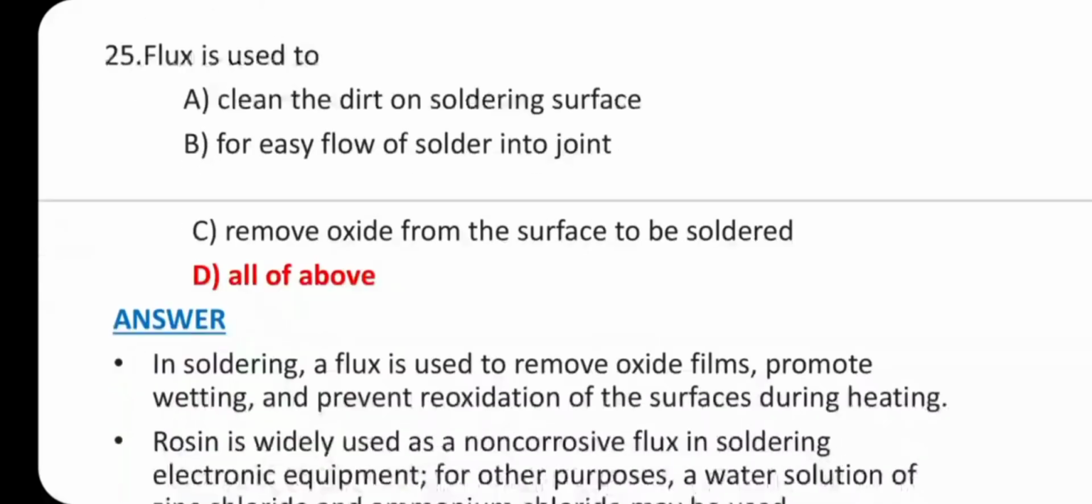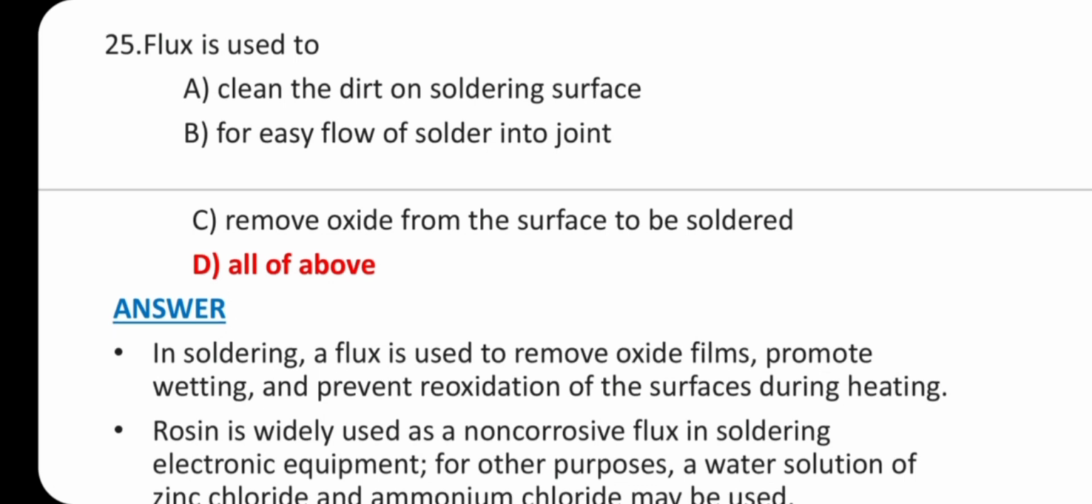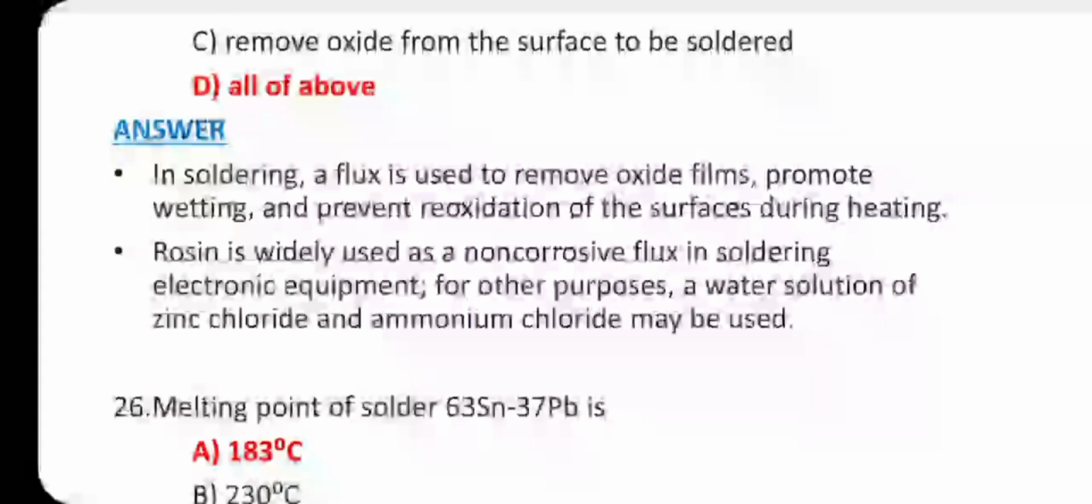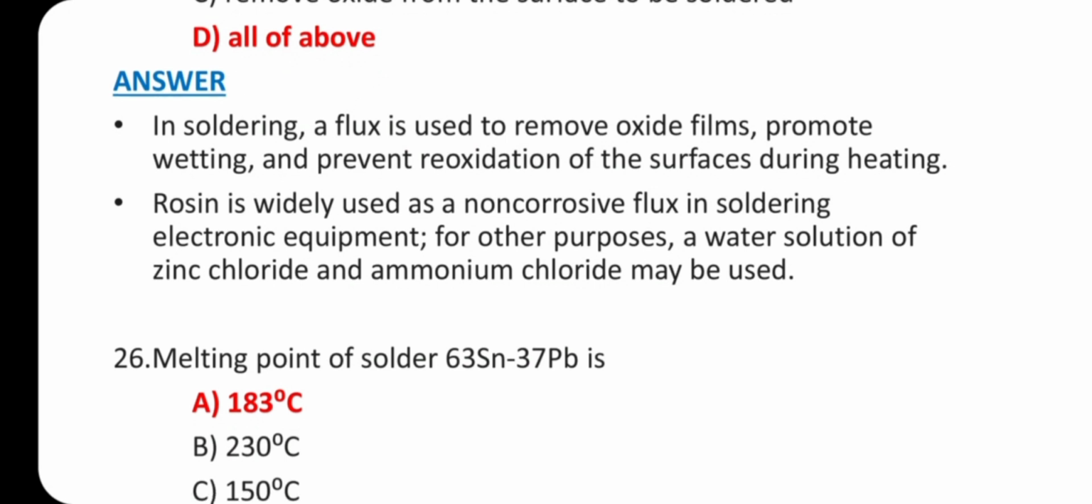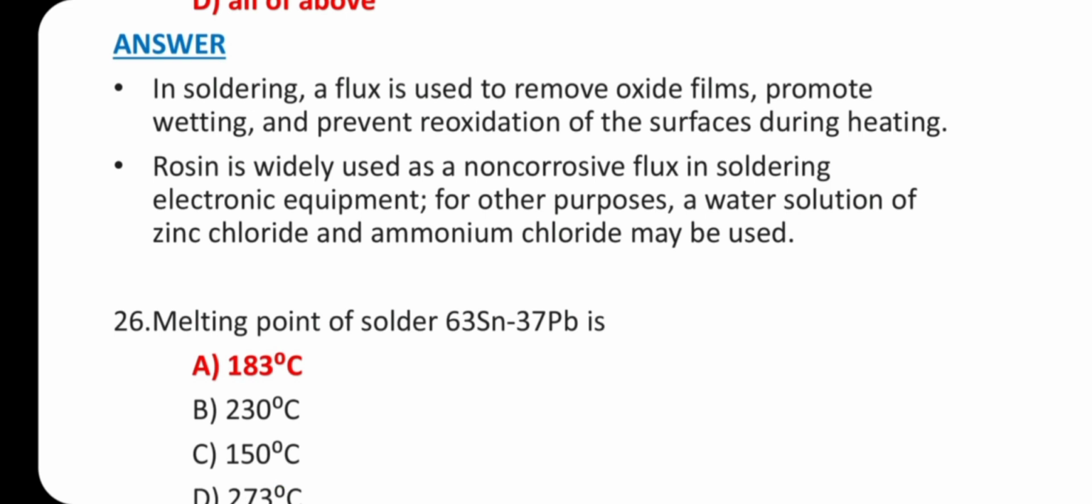Consider question number 25. Flux is used to, answer is option D, all of above, clean the dirt on soldering surface, for easy flow of solder into joint, remove oxide from the surface to be soldered. In soldering, flux is used to remove oxide films, promote wetting and prevent re-oxidation of the surface during heating. Rosin is widely used as a non-corrosive flux in soldering electronic equipment. For other purposes, a water solution of zinc chloride and ammonium chloride may be used.